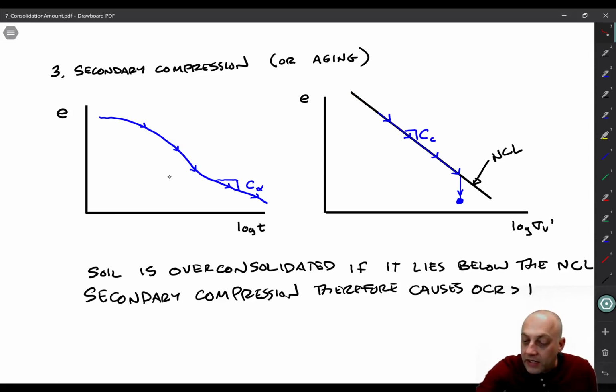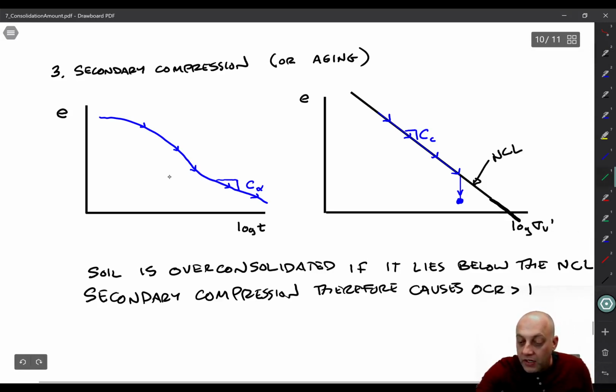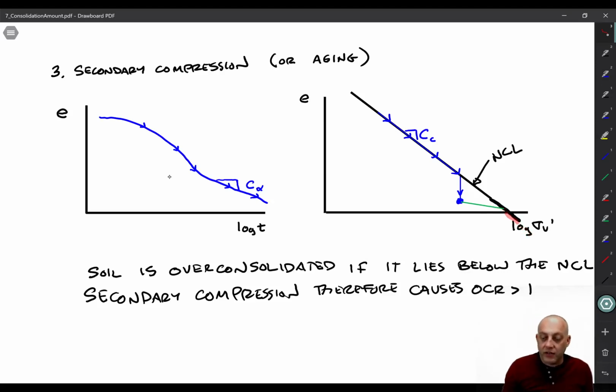And in fact, you can see, let me see if I extend this down a little further. If we were to start at this point now and load the soil further, we would have to load along the C sub R line, a little slope like that, until we reach back to the normal consolidation line, and only then would we start going along the C sub C line in the normally consolidated region. So that means the soil is in fact overconsolidated.